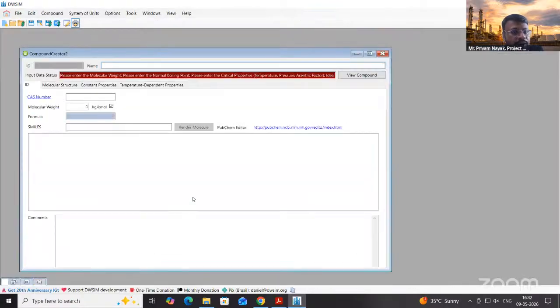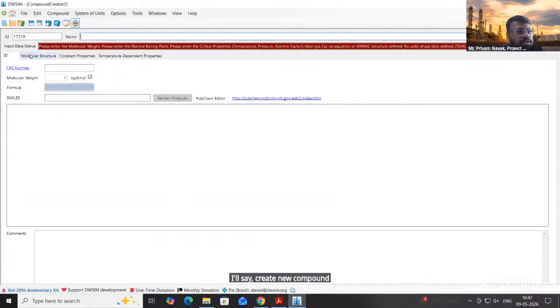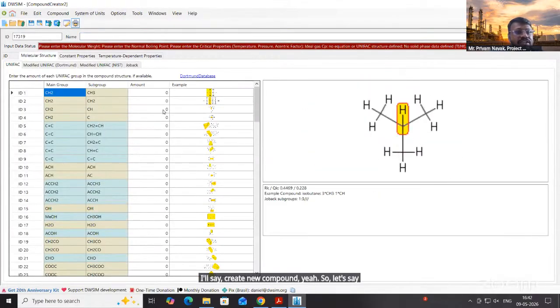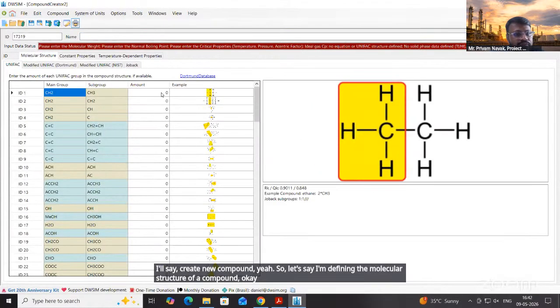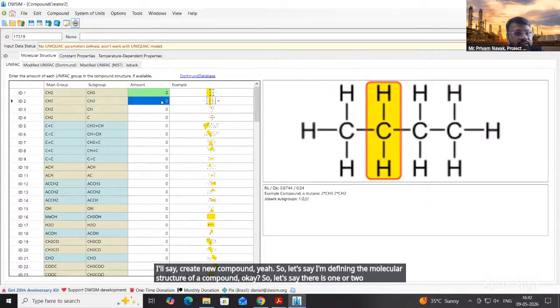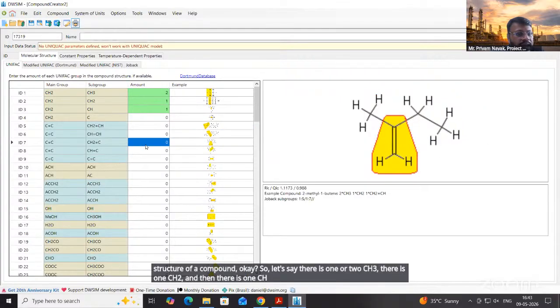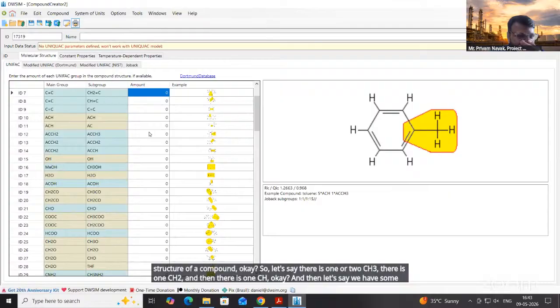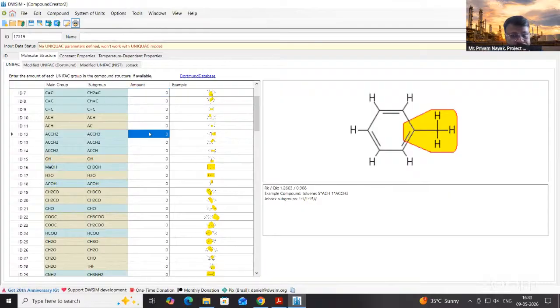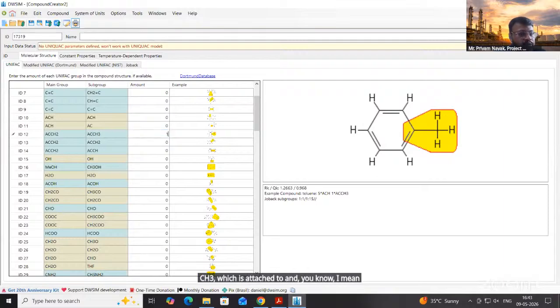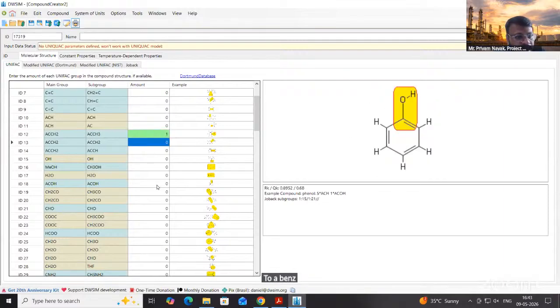I'll say create new compound. So let's say I'm defining the molecular structure of a compound. Let's say there are 1 or 2 CH3, there is 1 CH2, and then there is 1 CH. And then let's say we have some CH3 which is attached to a benzene ring, something of this sort.